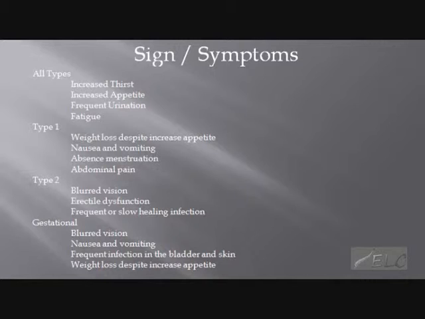Now with type 1 diabetes, you may see weight loss despite an increased appetite, nausea and vomiting, absent menstruation, or abdominal pain. And with type 2, you have blurred vision, erectile dysfunction, frequent or slow healing of infections. And with gestational, you may see blurred vision as well, nausea or vomiting, frequent infection in the bladder and skin, or weight loss despite increased appetite. So these are all things that you should look for in your life to see if maybe you have some of the signs and symptoms of diabetes and you should go get checked out.